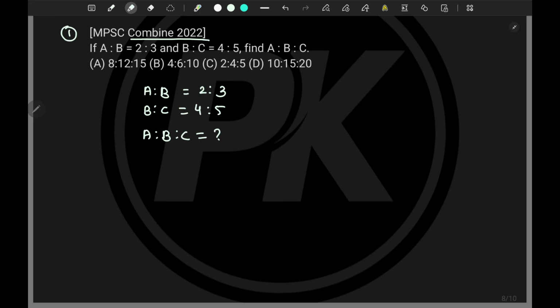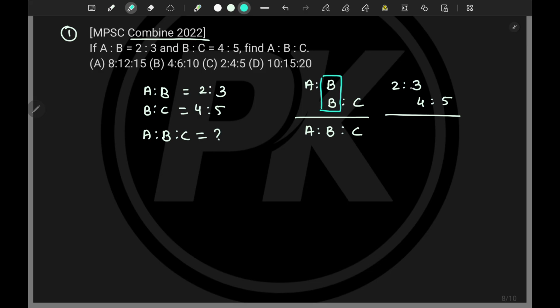These problems are very simple to solve. In this case, first I will show you the trick and then I will explain the logic. Just write down A as to B like this and then B as to C like this. A as to B is 2 as to 3 and B as to C is 4 as to 5. Now we have to convert it into A as to B as to C. So we have to make these two numbers common, right?